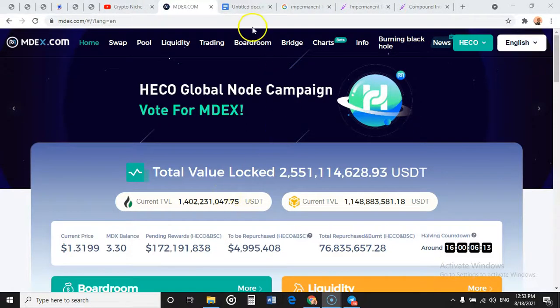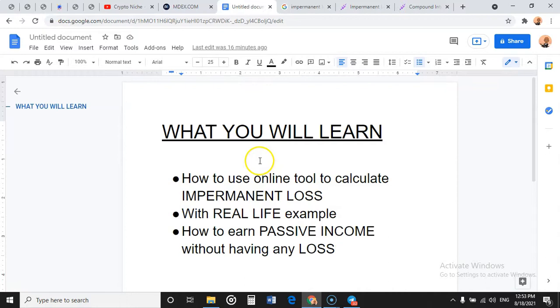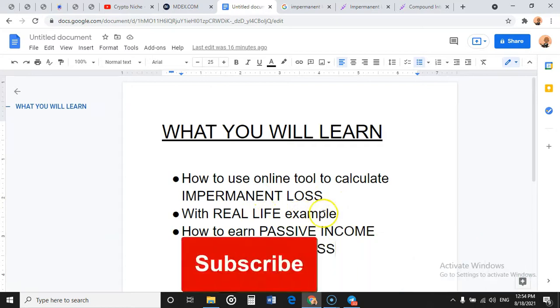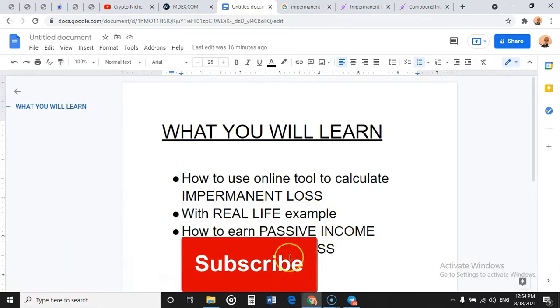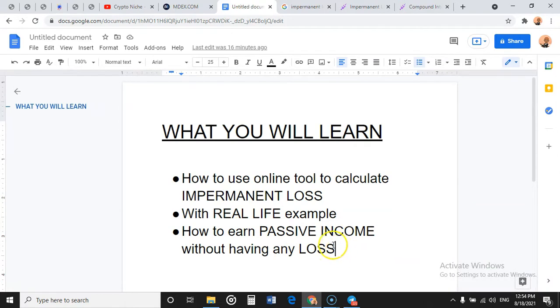In this tutorial, you're going to learn how to use online tools to calculate impermanent loss, especially if you are providing liquidity on decentralized exchanges all around the world. I'm going to use a real life example so that you can learn quickly from it. And I'm going to teach you how to make passive income without having any loss whatsoever. Okay, so there are ways to do these things. So you need to pay attention to this tutorial. If you watch this to the very end, then you're going to learn this, and make the best use of this information, to set yourself free financially.